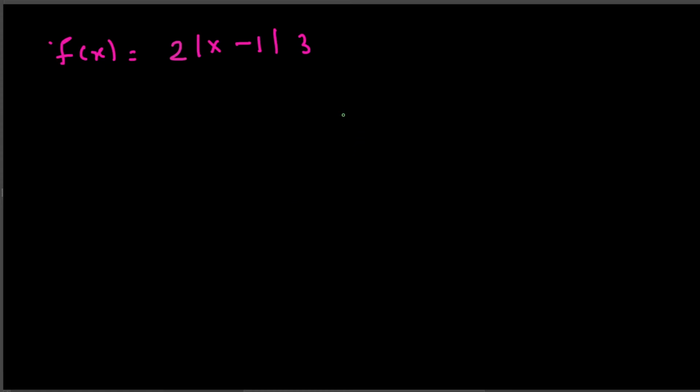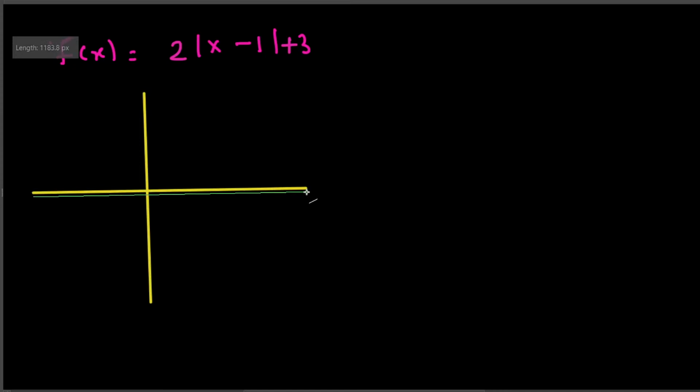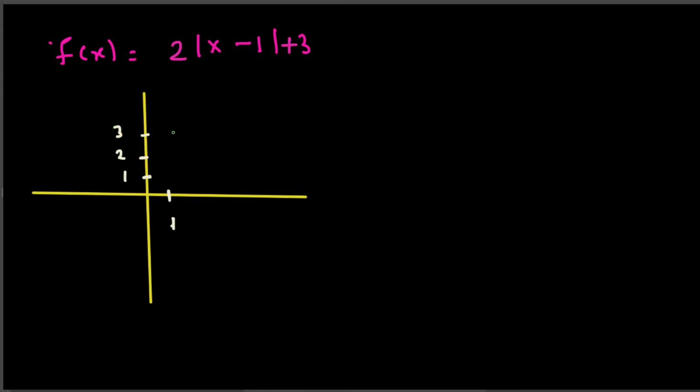Now, this is plus 3. How is this function going to look? Let's go ahead and draw it. First, you can see that it's moving 1 unit to the right side. So the point 1 is going to be there, and then it goes 3 units up. So the first point is going to be at 1, 3 right here.